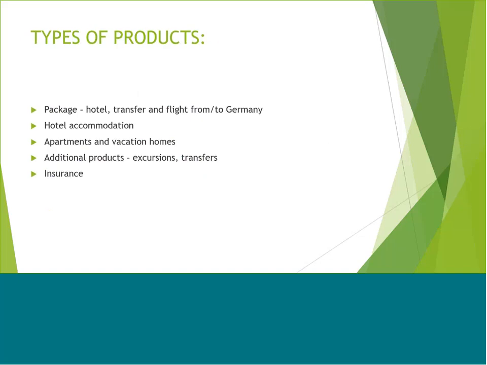And here are the types of the products that we offer. The first type is a package. It's a hotel plus transfer plus flight from or to Germany. This is very nice for the East Coast or for the Caribbean or for people that are living in Germany. There are very nice rates there. We can offer also only hotel accommodation or only flights. We have also apartments and vacation homes.